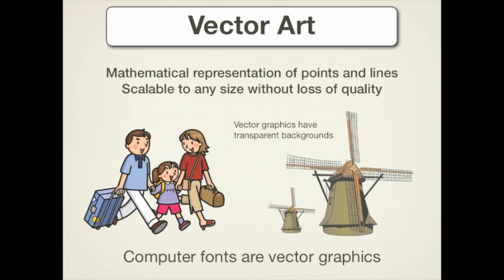Vector art can be scaled to any size without loss of quality because the images are actually mathematical representations of points and lines. Vector art always has a transparent background, so it can be moved close to text. Computer fonts themselves are actually a type of vector graphic.